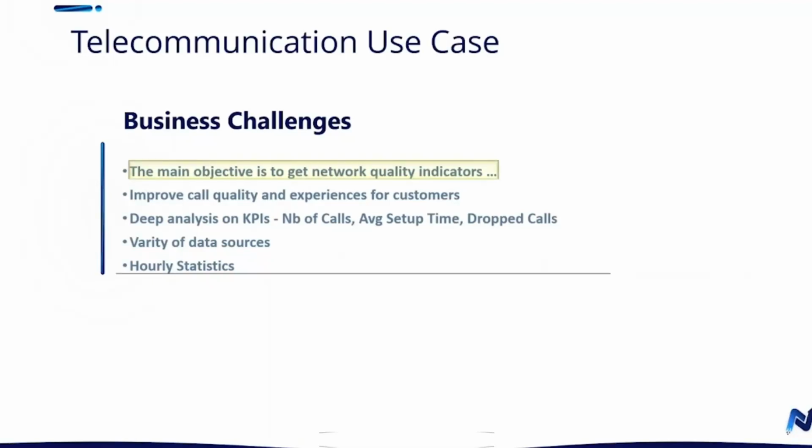Mainly to understand network quality and its indicators, where telecommunication providers want to improve call quality with a deeper understanding of different KPIs, likewise number of calls, average time of setup, call drops, and so on and so forth, so that they can give a better customer experience. Data sources come in a variety of different data formats, and all that in an early statistics fashion. Now, these are the couple of challenges a telecommunication provider normally goes through. Let's move ahead and see what AI Search has to offer and how it can make it the easiest and fastest way possible.